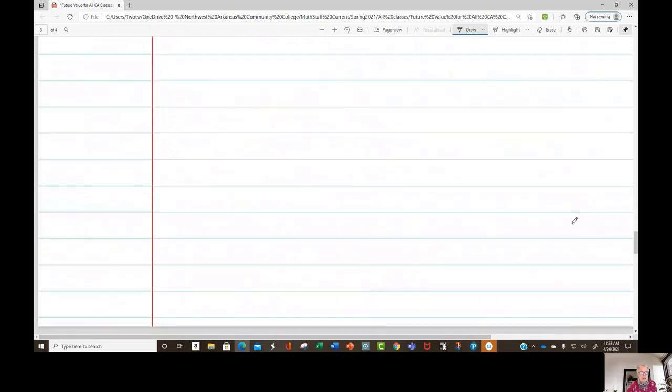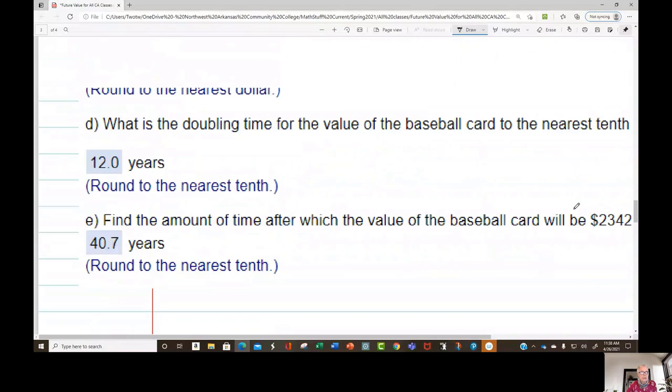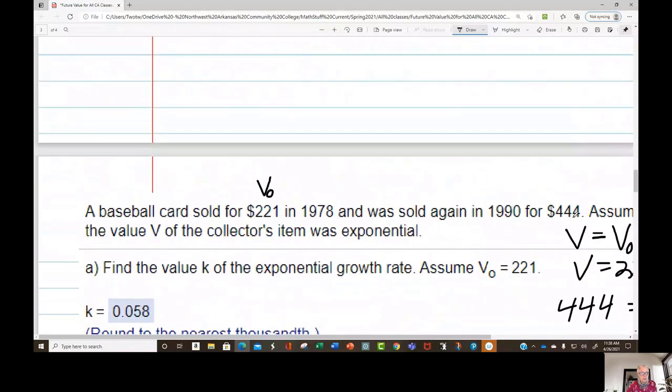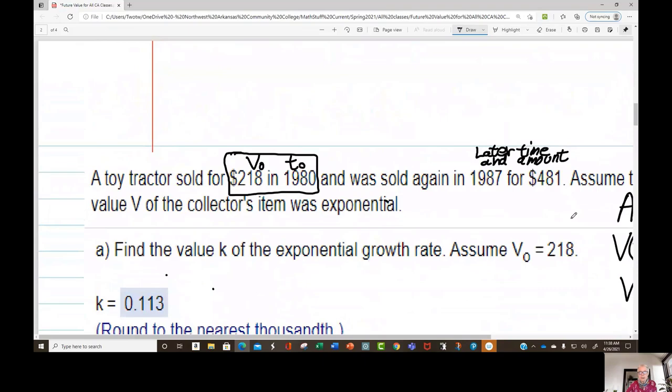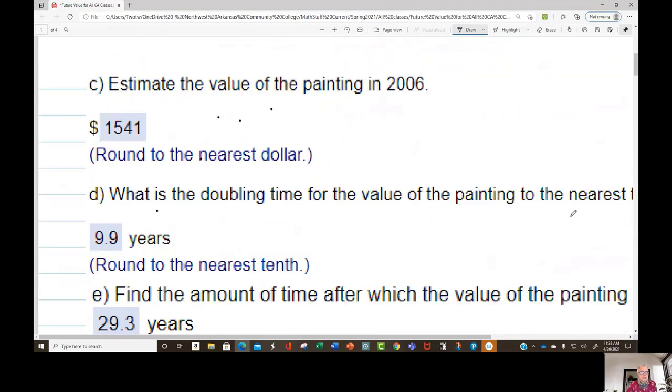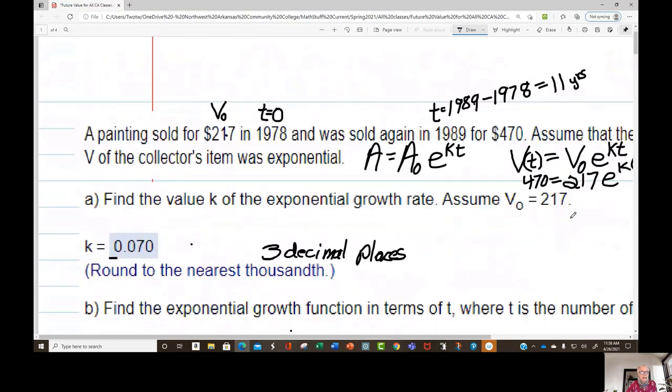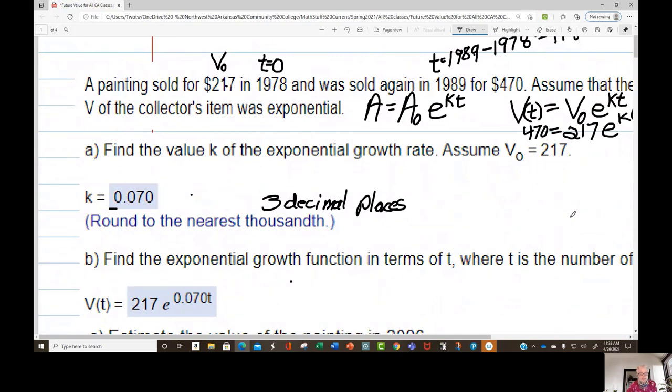Here you had a doll. Here you've got a baseball, or a baseball card. A baseball card, excuse me. Here you've got a toy tractor. And here you've got a painting. All the same exact steps.